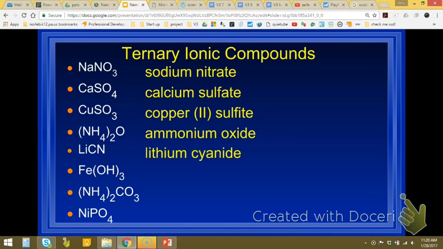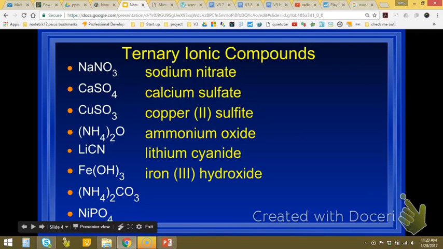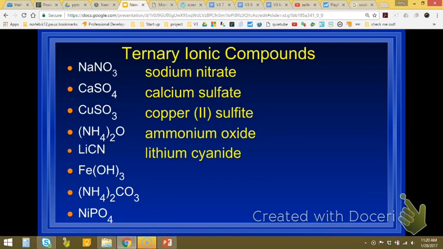Fe(OH) taken 3 times. Notice this is not OH3. OH3 would mean that there are 3 hydrogens. But since this is in parentheses, it means there are 3 OHs. So it would really look like this. Well, there's your name for it. Let's go back for a second, and let me write out what this would look like.